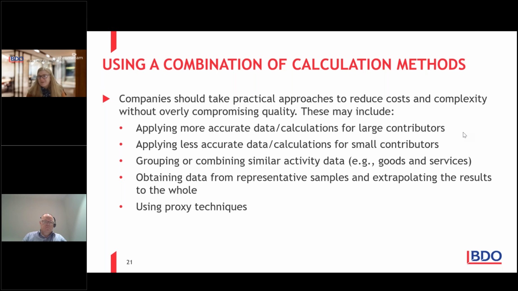That would have an impact potentially on emissions. So again, we should think about that. How can we reduce cost and complexity, but still get to a reasonable number, a true and fair number?